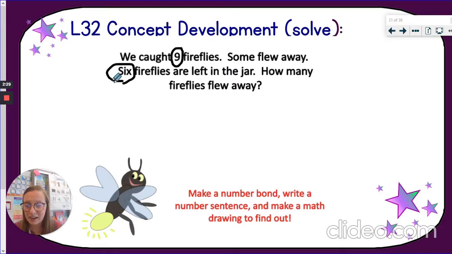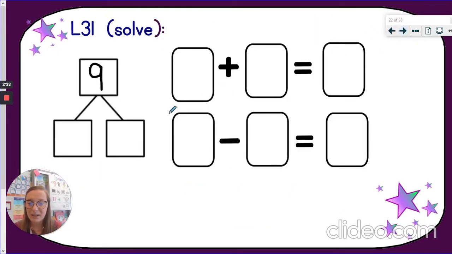I see that I circled the number 6. 6 fireflies are left in our jar. Is that a total or is that a part? It's a part. That's the part that we know in this problem. We know there were 6 fireflies left in the jar. That is a part, and we have a part that we don't know.